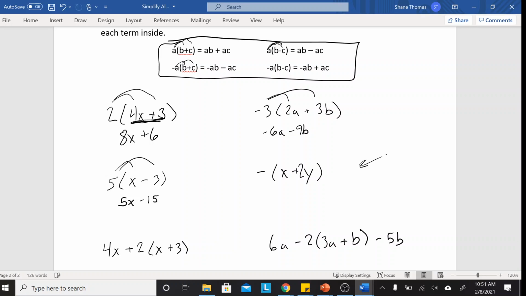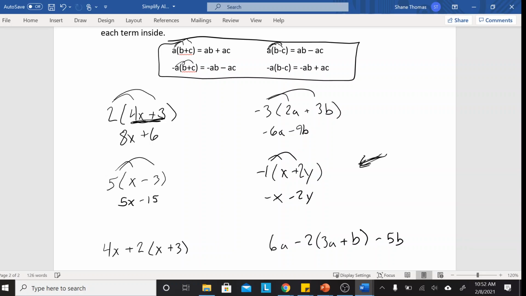Here is the tricky one, okay? The tricky one is if you have something like this where you have a negative on the outside of the parentheses, but there's no number. Anytime you see that, that means you have a negative 1 out front. Just like if we have a variable with no number in front, there's a 1. Same way here. If we have a negative outside of parentheses, there's actually a 1 there. So I have to distribute that negative 1 through to get negative x minus 2y.